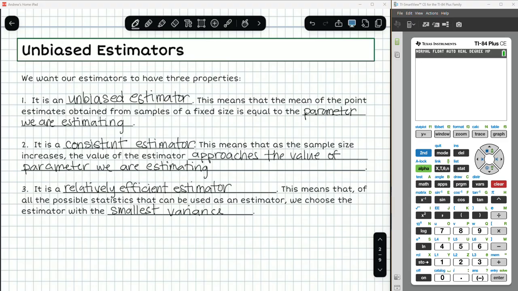So our estimator should be unbiased, consistent, and relatively efficient. All of the estimators that we're going to be using are unbiased estimators. They are consistent estimators. They are relatively efficient. So you will not need to do these checks, but you should know what it means to be a good estimator.